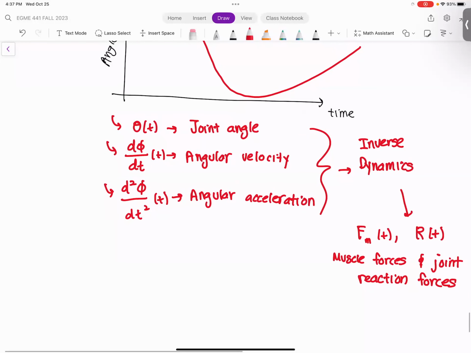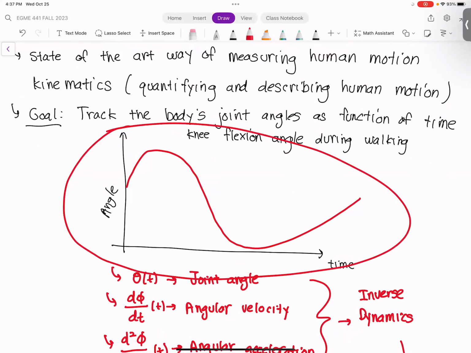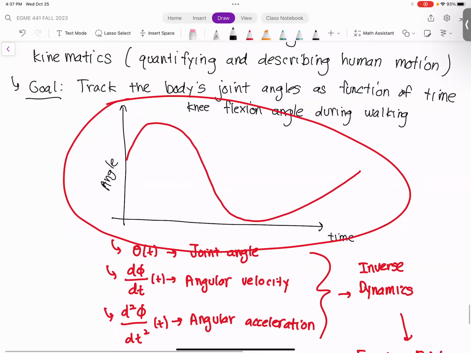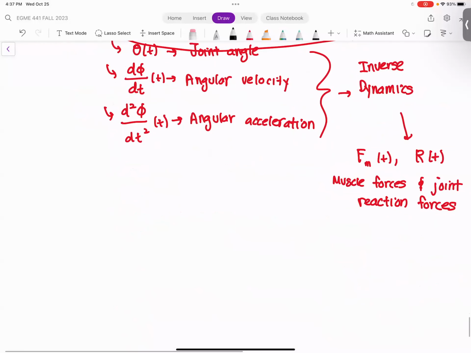That's basically going to take us all the way up to Thanksgiving break, covering all these topics. But the first step in all this is getting this plot, getting this data right here, which we usually obtain through motion capture. So that's what we're going to talk about today.